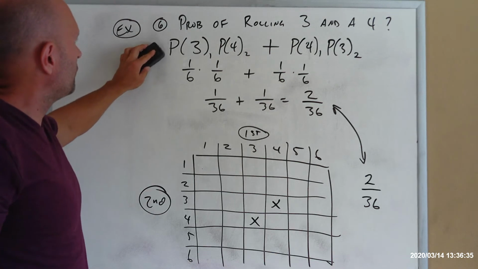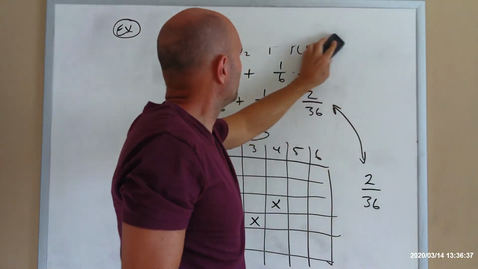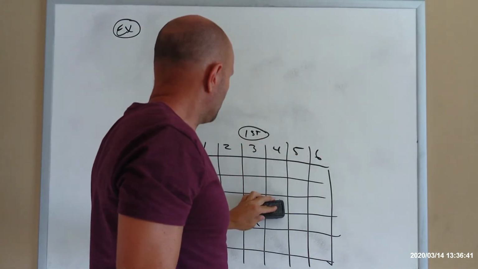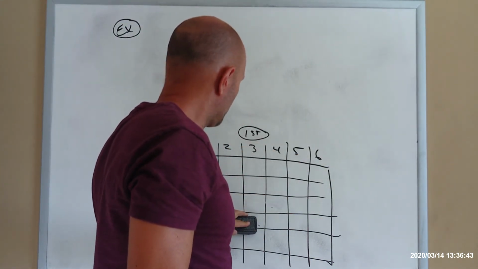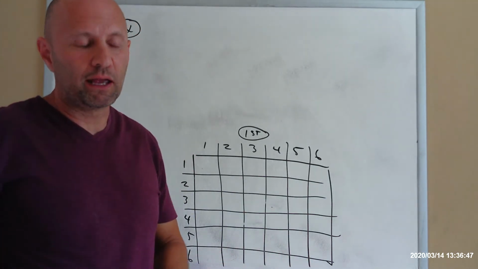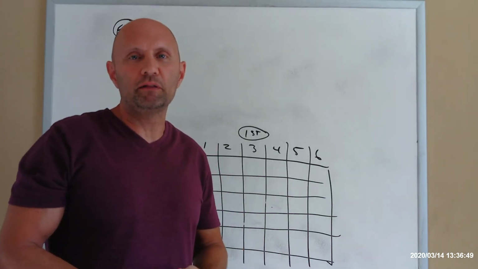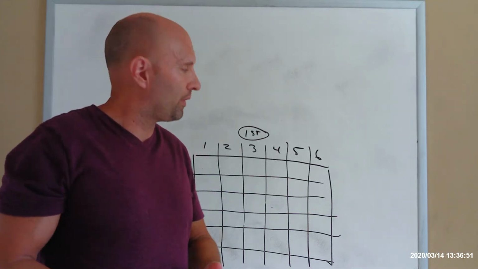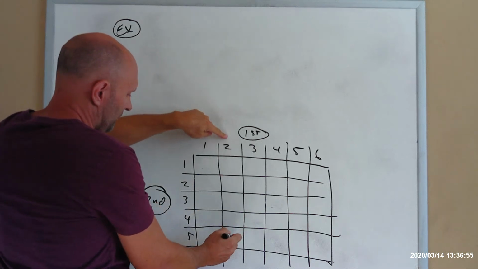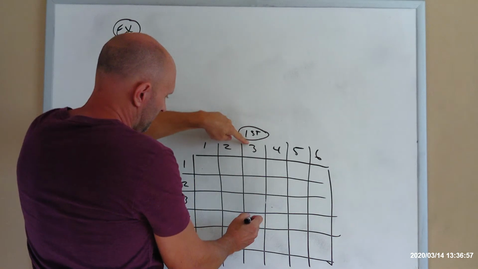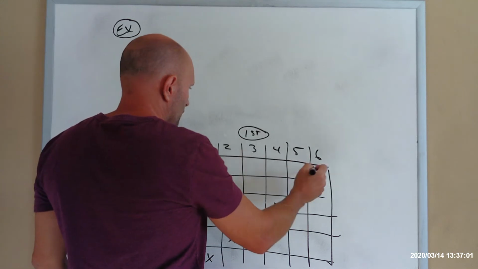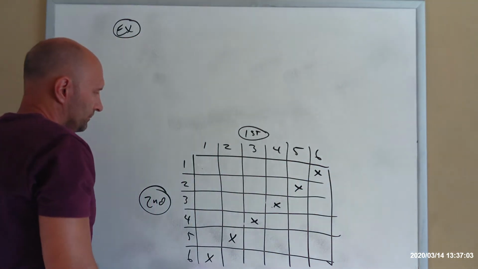And where the table could help you, so I'm going to erase that. If you have to pause and go back, that's fine. Another situation where the table could help you is, if we talk about the craps table again, what's the probability that I get a 7? Well, that would be 1 and 6, 2 and 5, 3 and 4, 4 and 3, 5 and 2, 6 and 1.